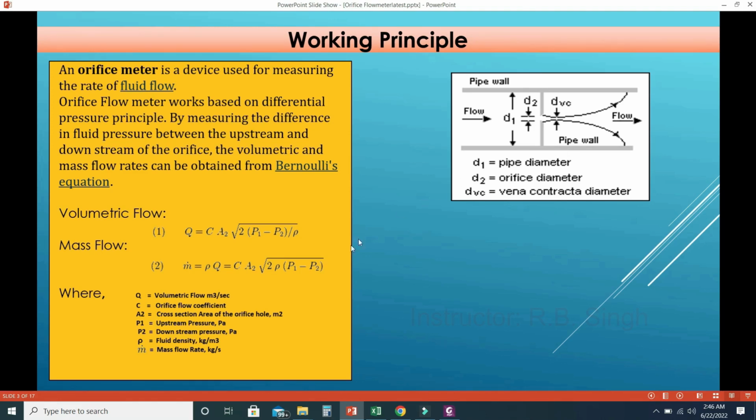Our orifice flow meter works based on differential pressure, so we need to measure the differential pressure. We provide an orifice within the pipe so that there is a difference in pressure, and that differential pressure will be measured by the transmitter. Two tappings will be required for the differential pressure measurement: one is the upstream tapping and the second is the downstream tapping. So with this flow element we also require a DP flow transmitter to measure the flow.